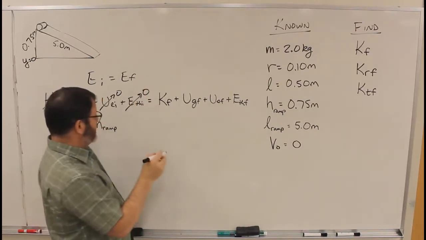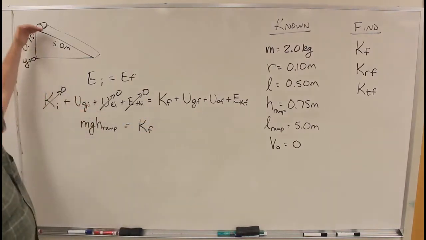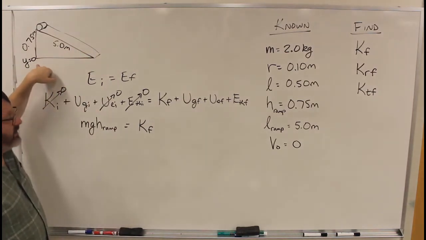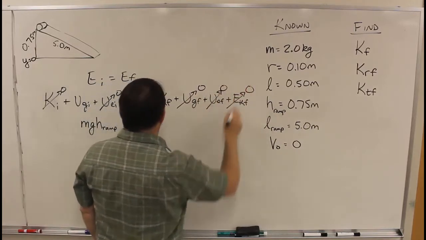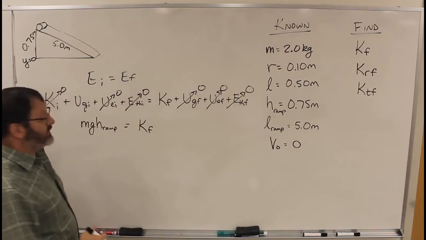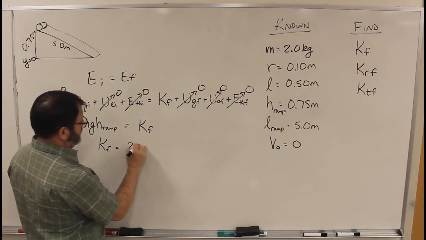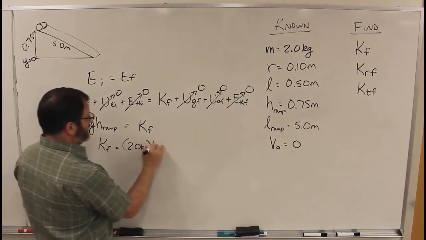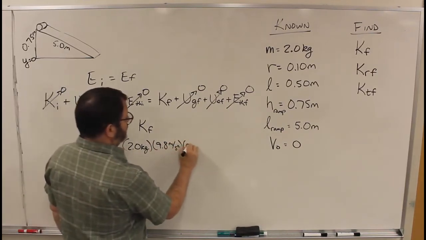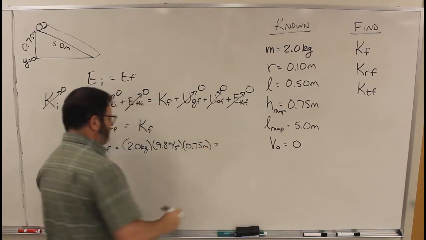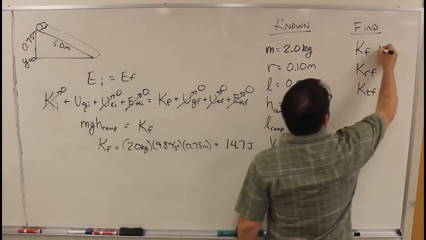Final kinetic energy, that we have. That's what we're looking for. Final gravitational, it ends at y equals 0. So there is no final gravitational. No spring, no thermal. That's not so hard. So K final is m, 2.0 kg, g, 9.8 meters per second squared, h ramp, 0.75 meters, which is 14.7 joules. So that's the first one.